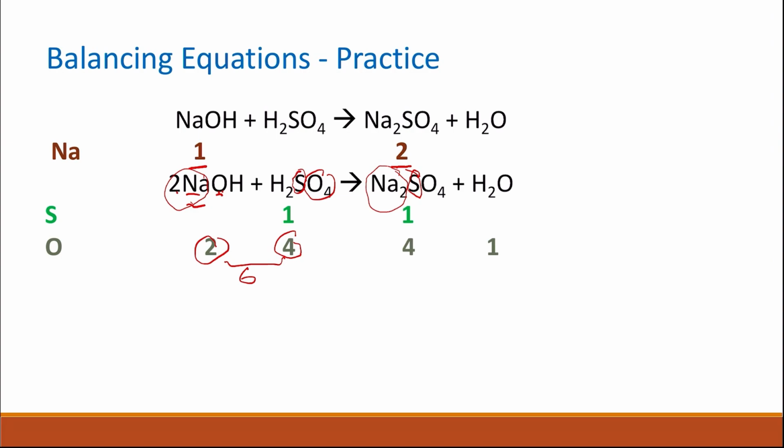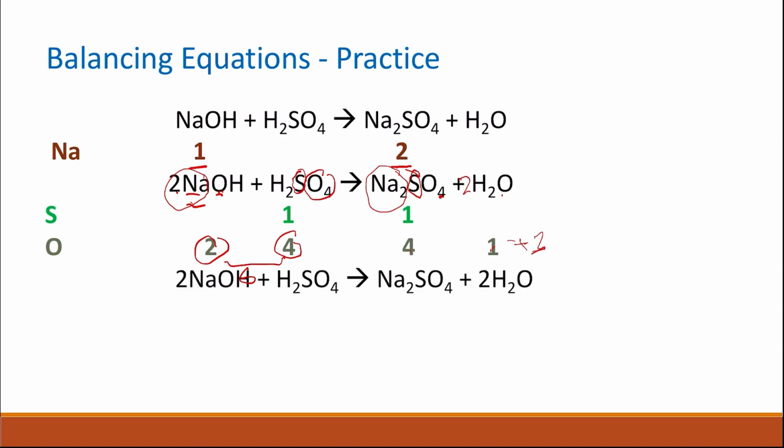On the right-hand side, you have four oxygens from sodium sulfate and one oxygen from water. To balance this, we need one extra oxygen here, so we can add 2 in front of the water. Now we have 2 molecules of water, and the oxygen is balanced. Finally, the hydrogen: we have two hydrogens from two sodium hydroxide, two hydrogens from the sulfuric acid, so the total is four. On the right-hand side, four hydrogens from the two water, so the hydrogen is now balanced. Now your equation is balanced and you managed to balance it.